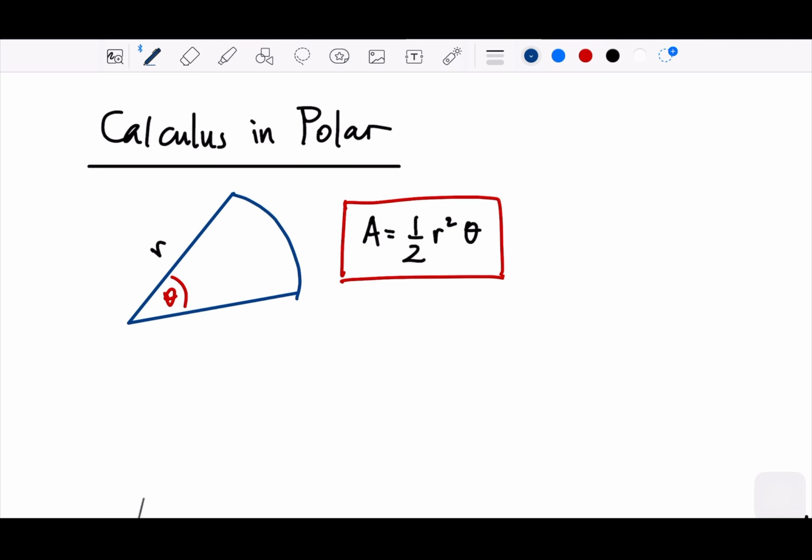Okay, and if you forget this area, remember this is just a part of the circle. The circle area is pi r squared, right? And this sector is the ratio theta over 2 pi, right? So this will be a circle, and this is the ratio of the theta.